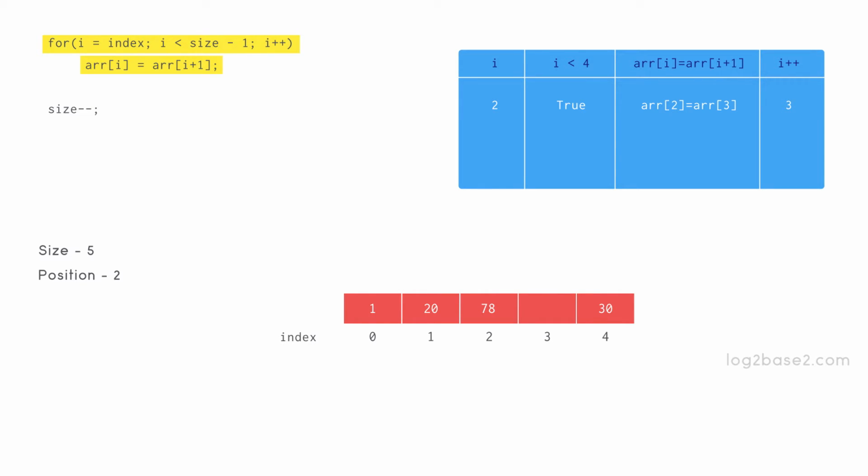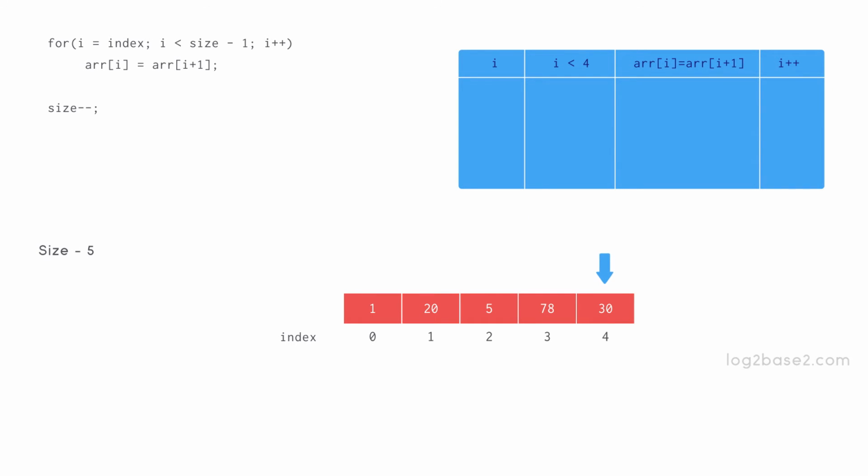Now incrementing, i becomes 3. Now it checks if 3 is less than 4. The condition is true, so array of 4, which is 30, is moved to index 3. Now incrementing, i becomes 4. Now it checks if 4 is less than 4. The condition is false, so control comes out of the for loop and executes size minus minus, which will delete the last location of the array. So that's it.